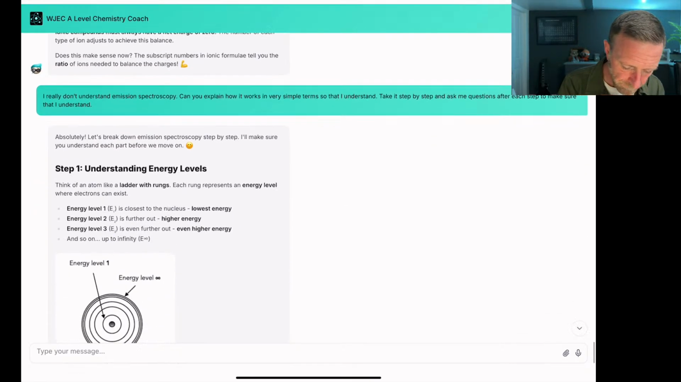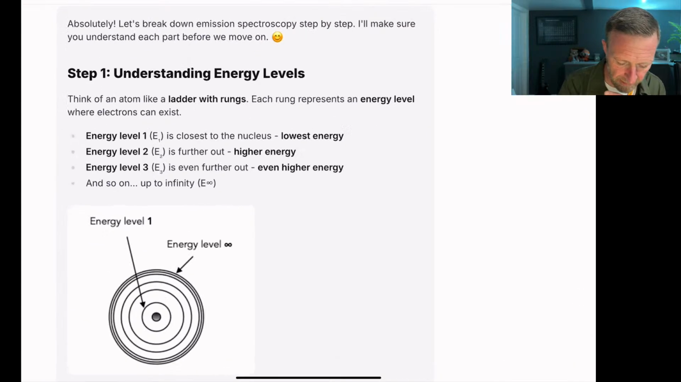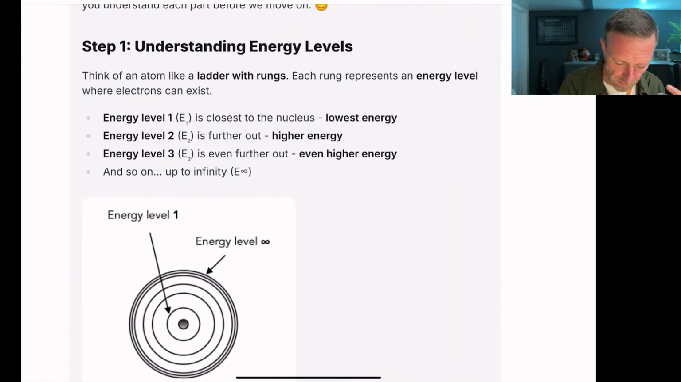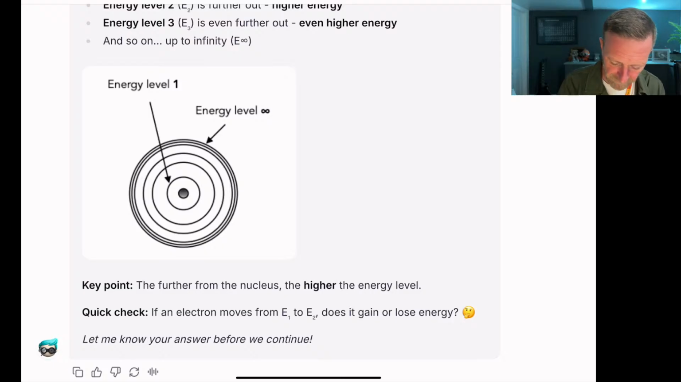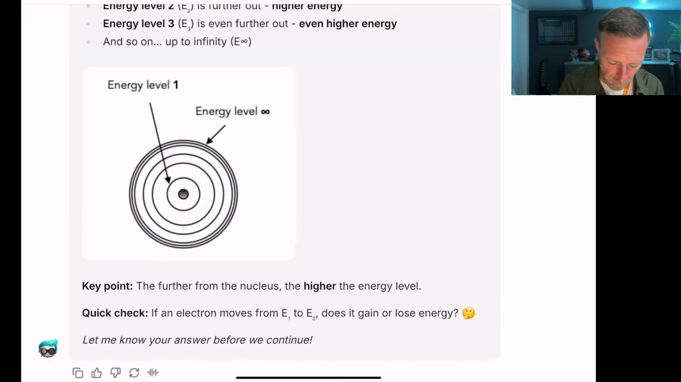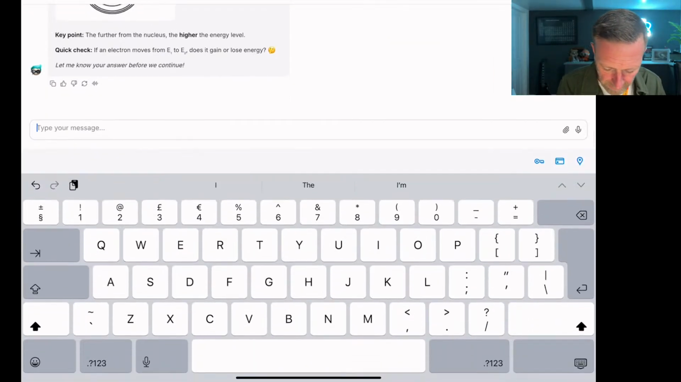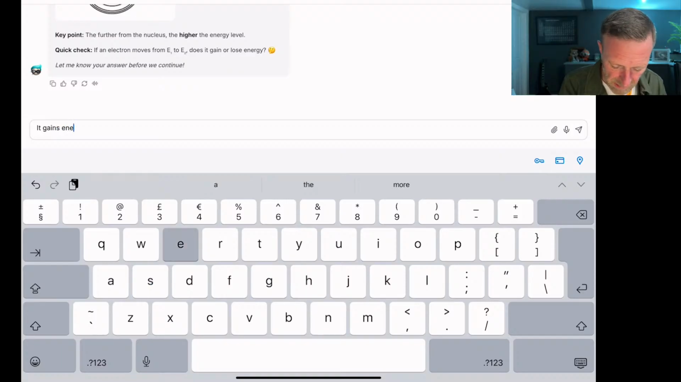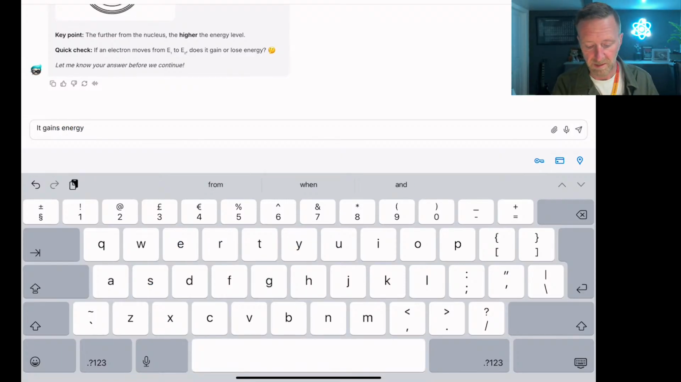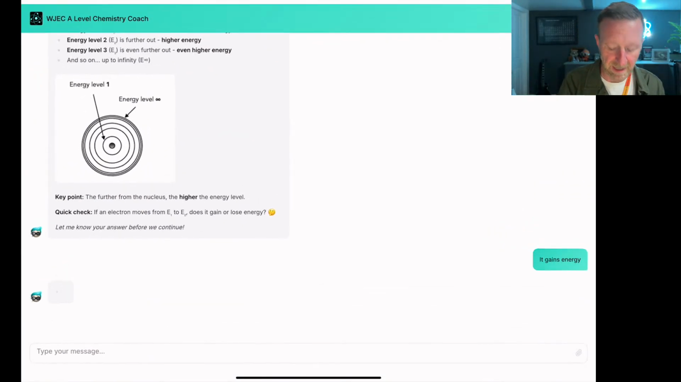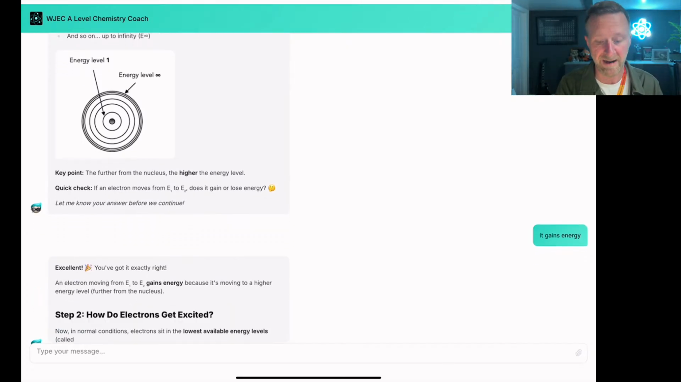So let's go. Understanding energy levels. Let's start there. We've got energy level 1, 2, 3 up to infinity. Key point: the further from the nucleus, the higher the energy level. If an electron moves from E1 to E2, does it gain or lose energy? So I put it gains energy. What it's doing is what I asked it to do. It's testing whether I've understood that first fact it's given me. Brilliant, I've got it exactly right.